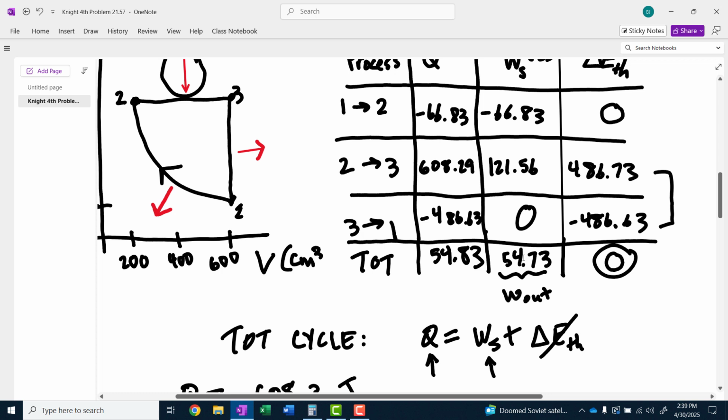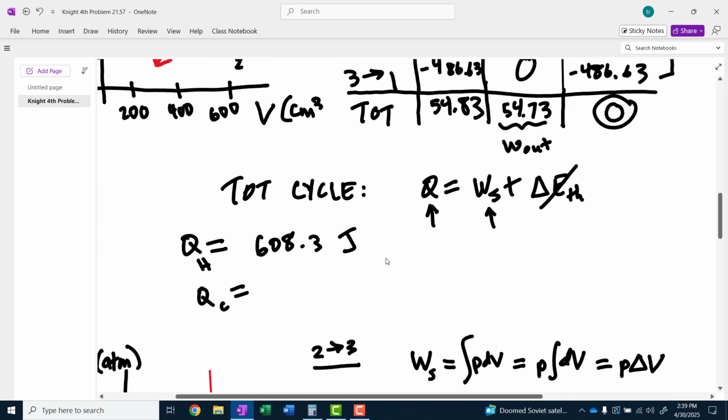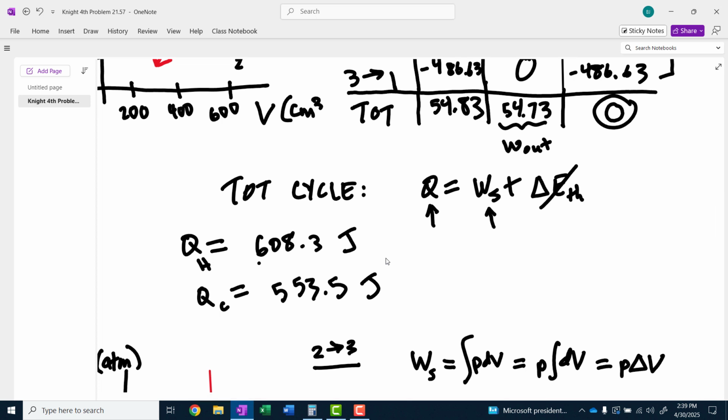So when we sum up the two negative Q's, they're both negative numbers, 66.83 with a minus sign, plus 486.63 with a minus sign. And at the end, I get negative 553. Just throw away the minus sign, because QC refers to the magnitude of the heat dumped. So it's positive 553.5 joules. So you can see most of the 608 joules that were absorbed just get dumped right back into the environment. What a waste. And the useful work output is 54.